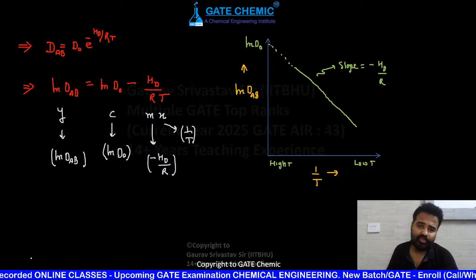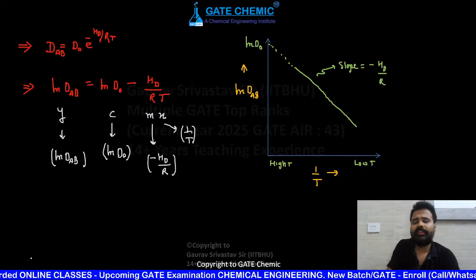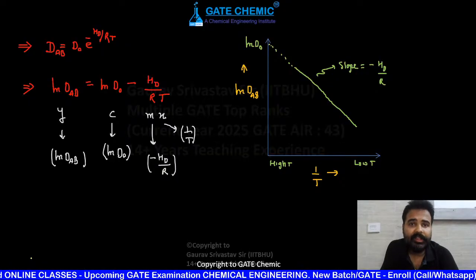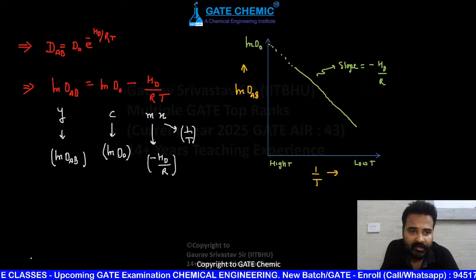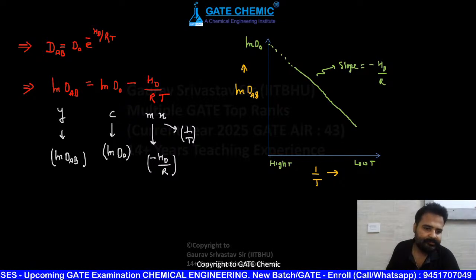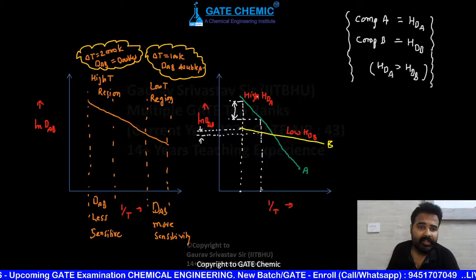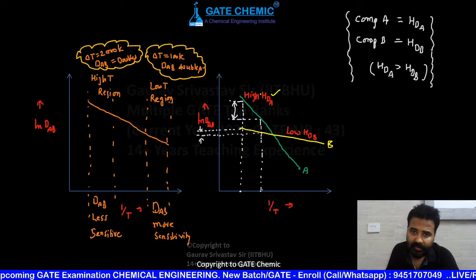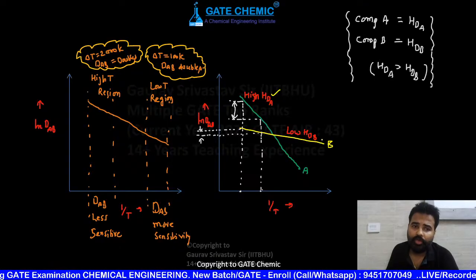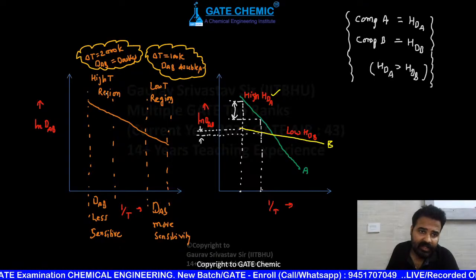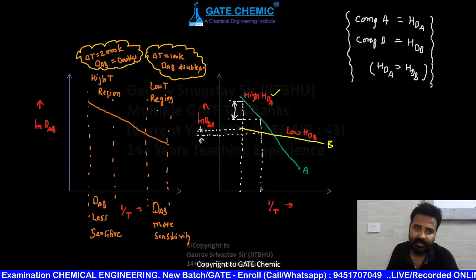And again my dear students, if you have already completed the Arrhenius equation and its respective significance, then this topic is very very easy for you. Okay? Now see the same thing here. High DAB, high ED, that means high slope. Low means low slope. And in this graph, this is the high temperature region, this is the low temperature region.